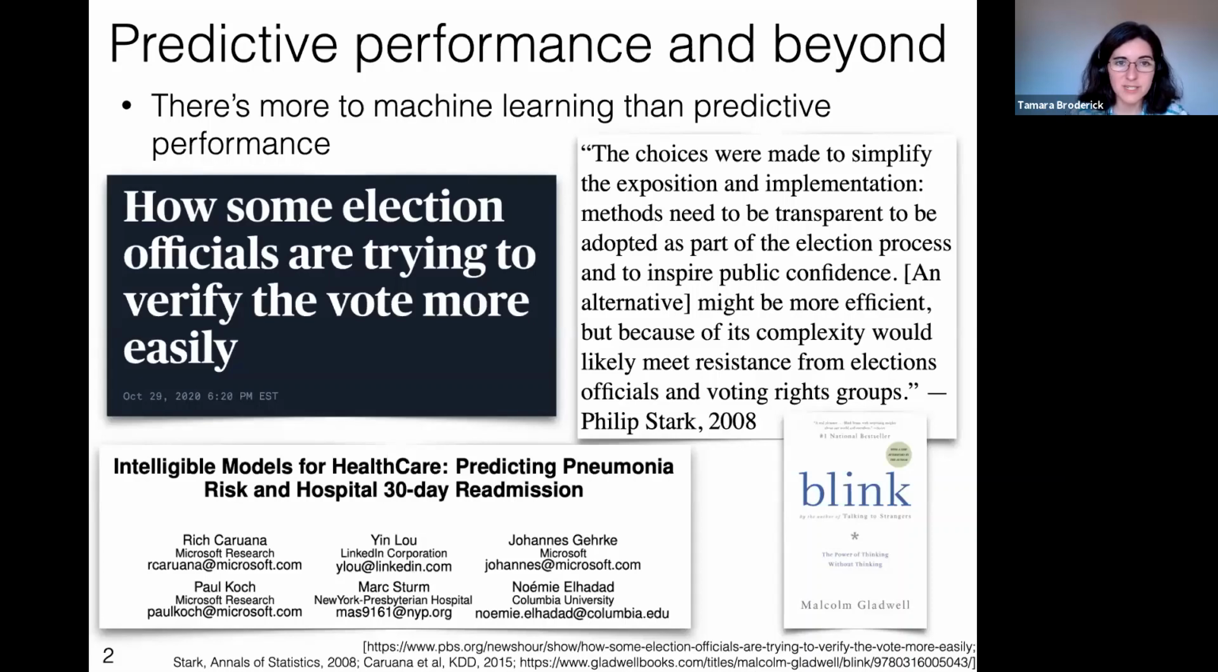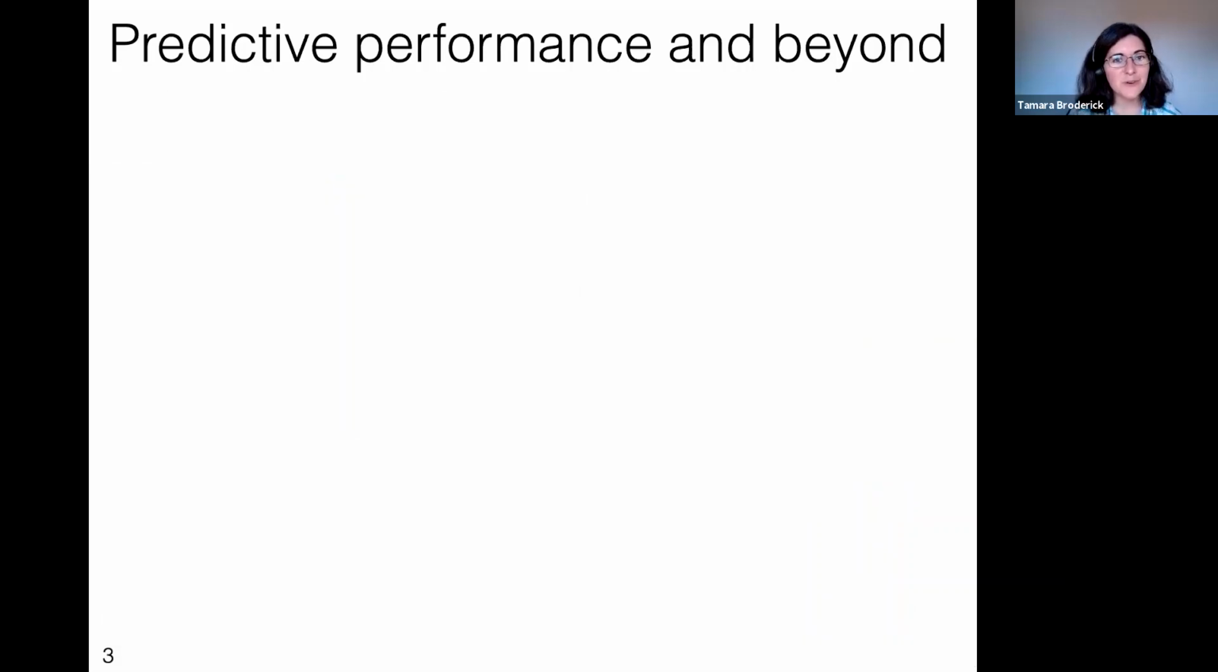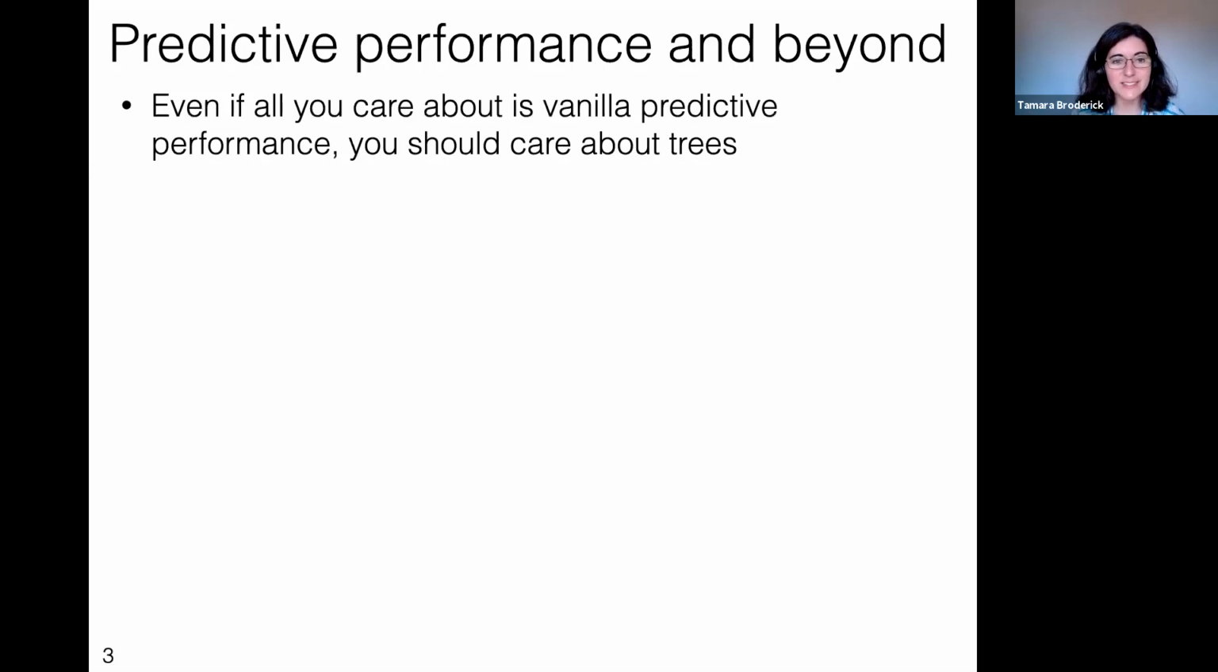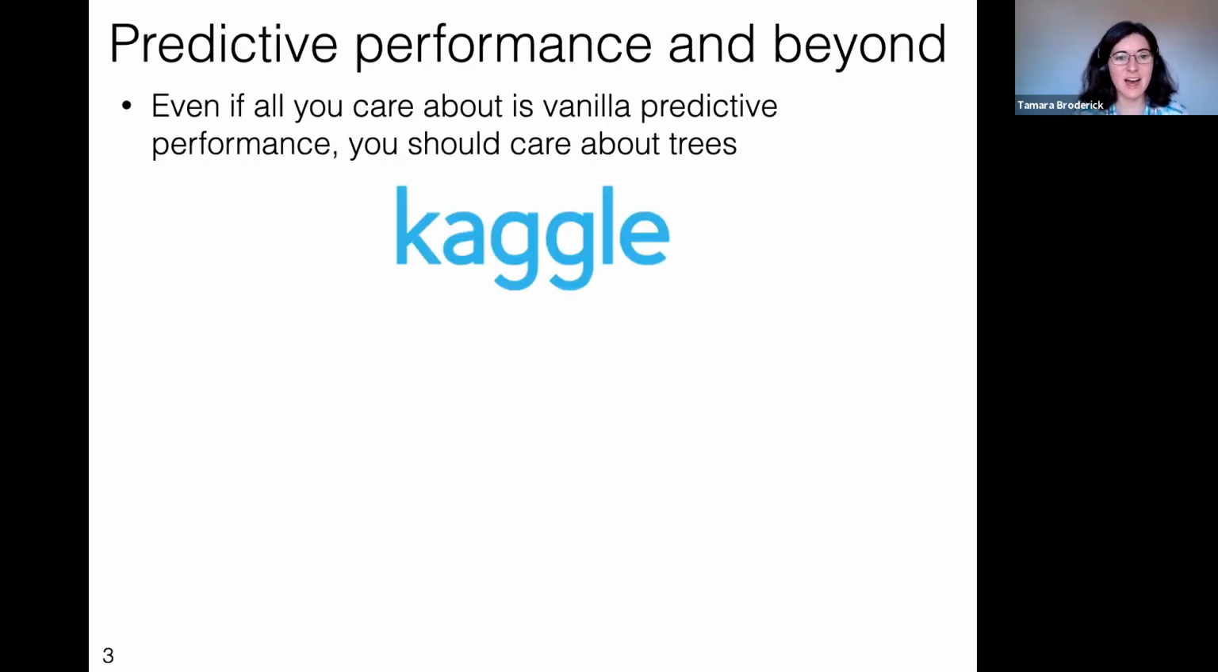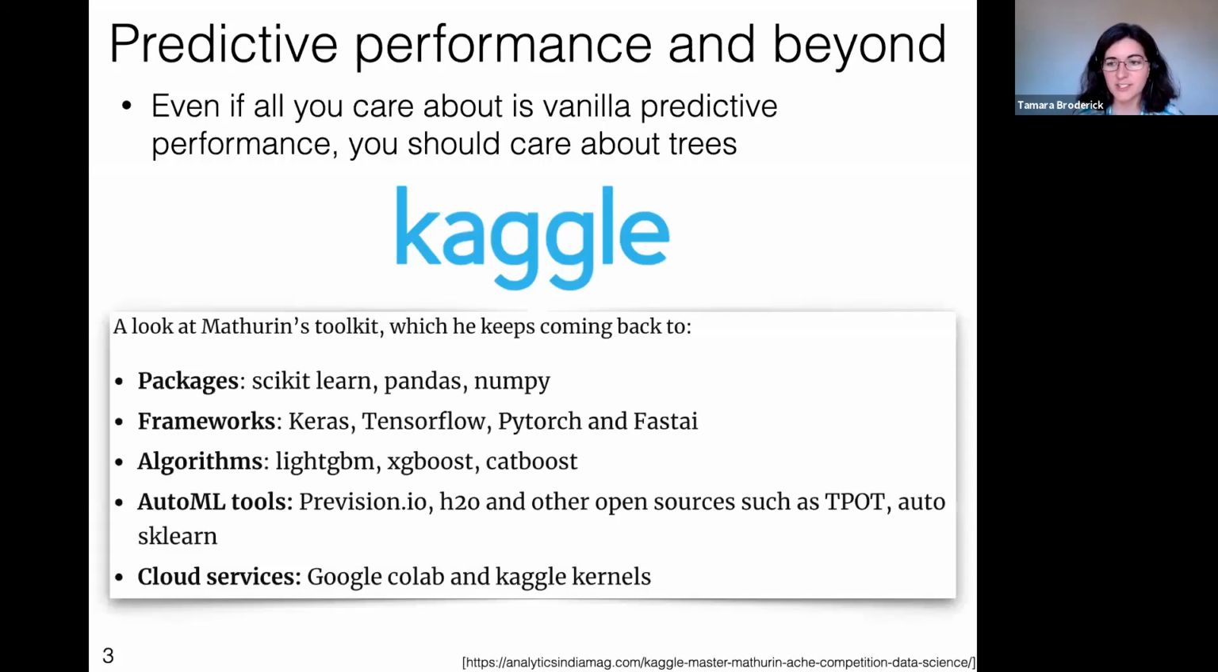It doesn't even just have to be interpretability, although that's what I've been focusing on here. But even if you only care about predictive performance, you should care about today's lecture and you should care about trees, because trees are part of the things that have the best predictive performance in many cases. So if you look at Kaggle, which is a subsidiary of Google LLC but also runs machine learning competitions, among other things, there was a magazine that recently in March did an interview with a Kaggle master, ranked 19th in the global Kaggle competitions leaderboard.